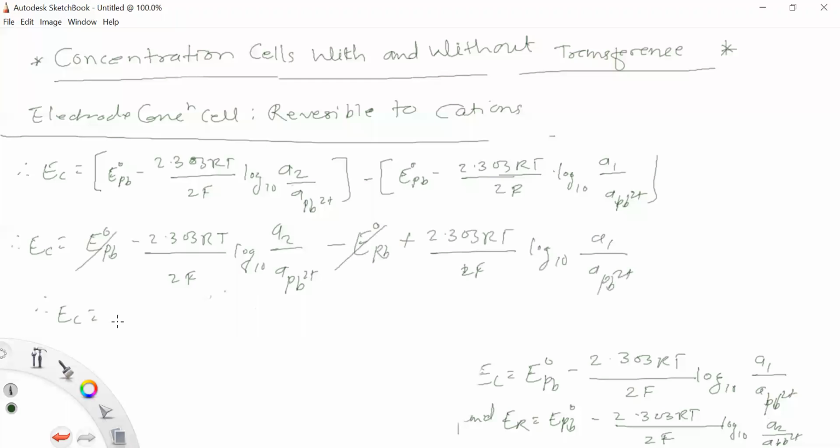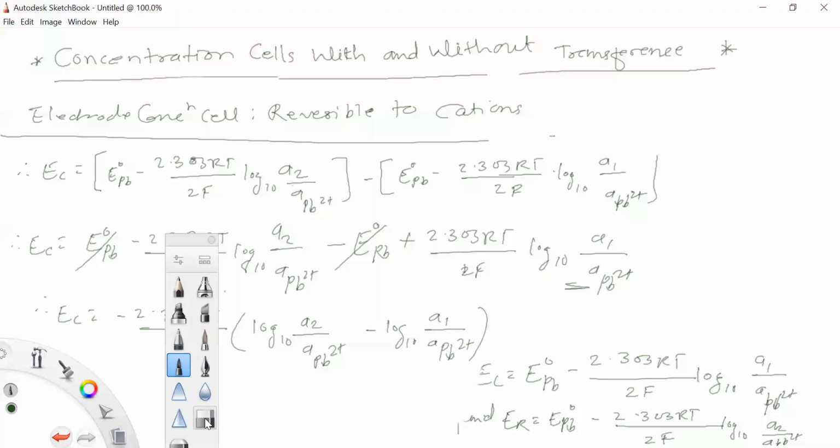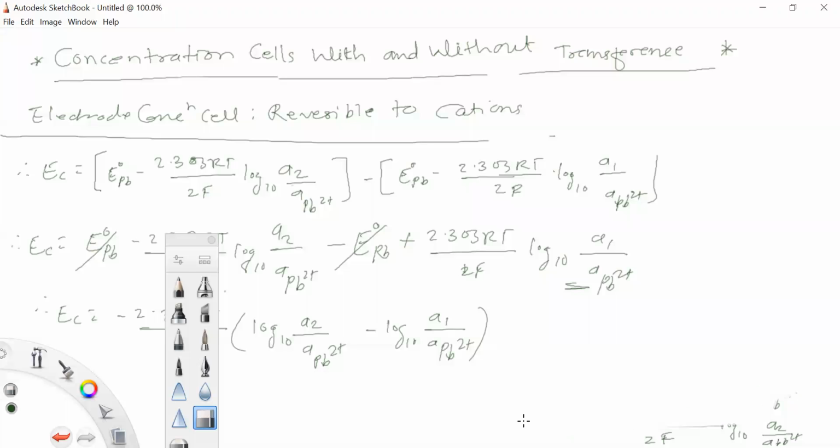Then common factor काय आहे, that is this minus 2.303 RT upon 2F, right. हा कॉमन फॅक्टर आहे, बाहेर घेतला. देन ब्रॅकेट मध्ये काय असणार आहे, लॉग ऑफ टू द बेस 10 ऍक्टिव्हिटी A2 upon ऍक्टिव्हिटी Pb2 plus, then minus log of to the base 10 A1 upon activity of Pb2 plus. It is complete. Now this is the combined equations, right. Now just solve it.